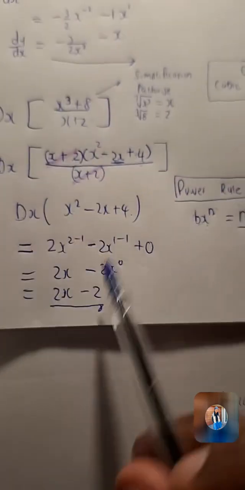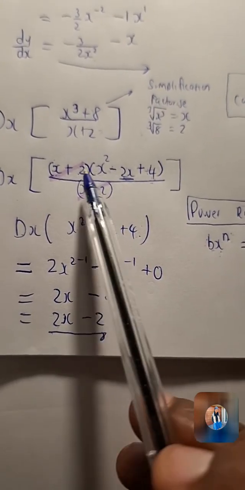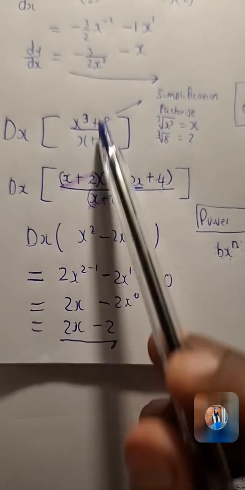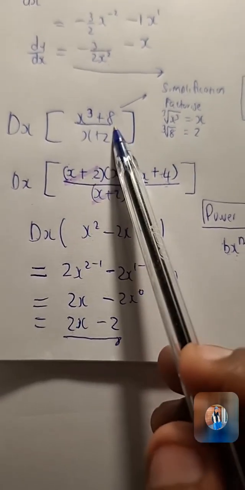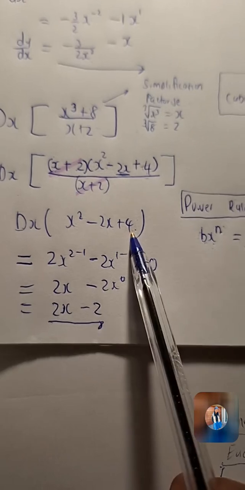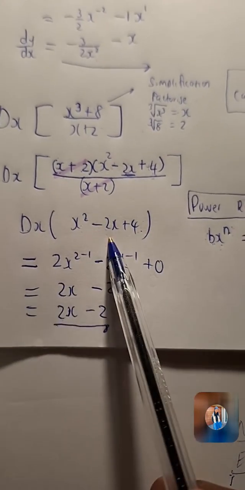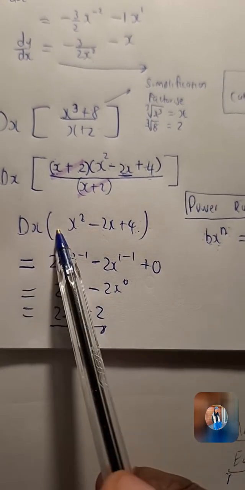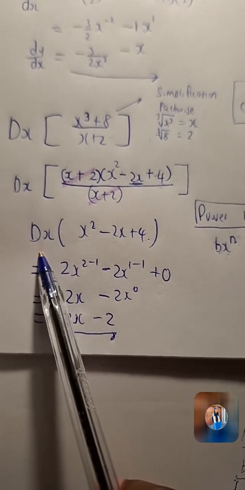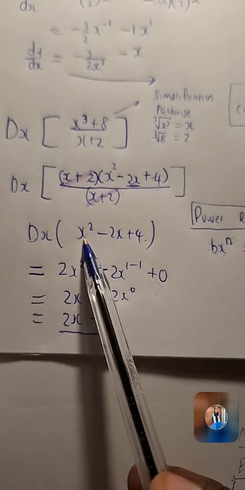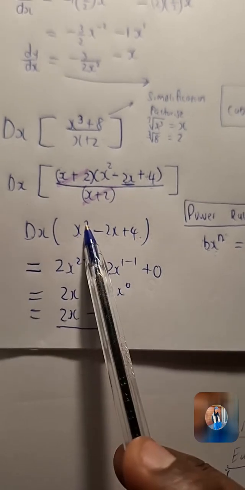So this is what I did here. What I did here, Tebogo, is that after simplifying this particular expression, the reason why I simplified it was so that I can get an expression with distinct, separate terms. So now that I have the terms separated, I can apply the power rule to each individual term.